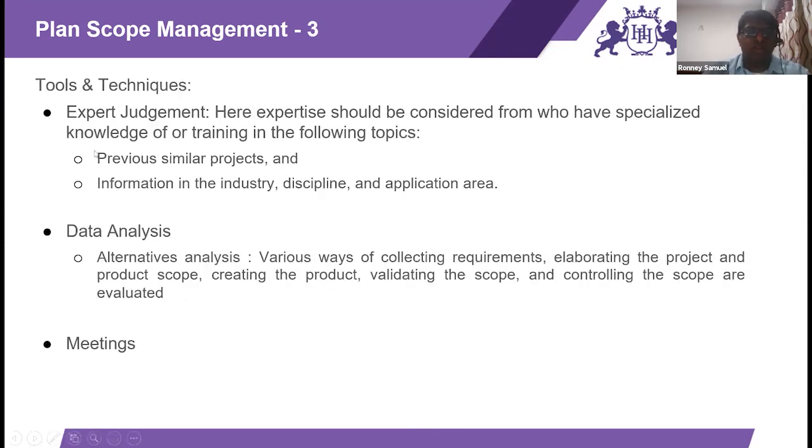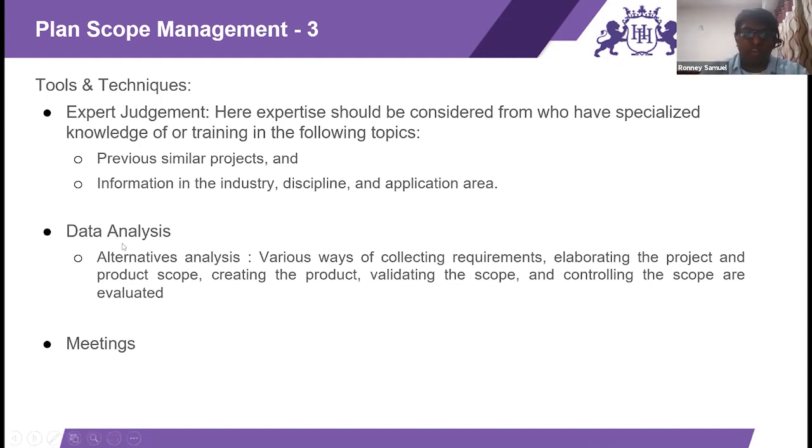Tools and techniques, as usual, always first expert judgment. People who really are very familiar or specialized on a similar type of project or industry. We can do a lot of meetings with different people, discussing which are the best ways to manage.